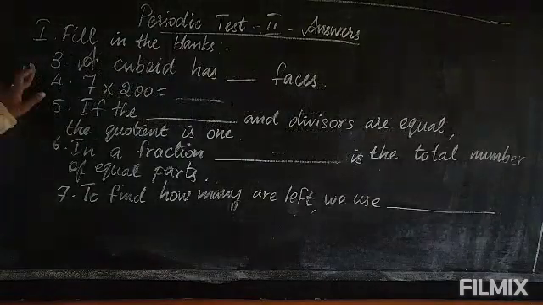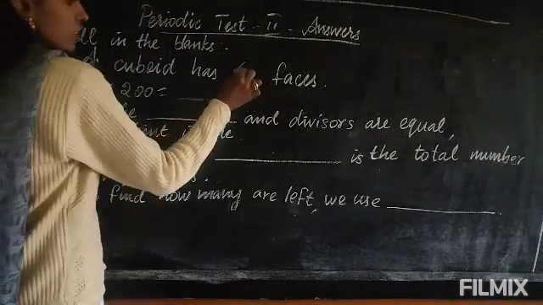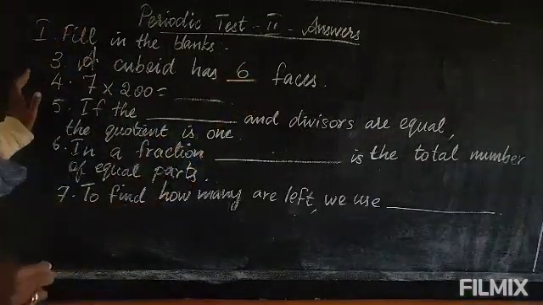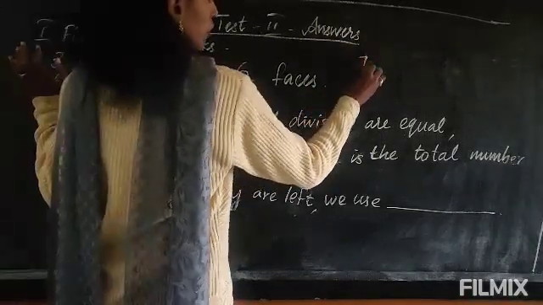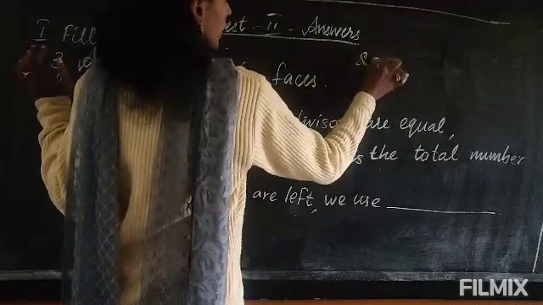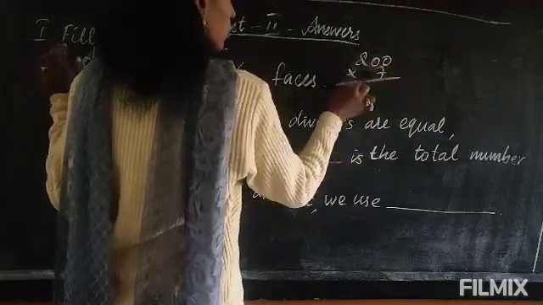A cuboid has how many faces? 6 faces. This is already there in your book. You can see. Again 7 into 200. Don't multiply like this. Many of you are multiplying and writing like this. 200 into 7. Don't go in the long process.